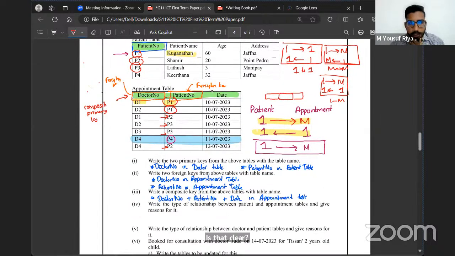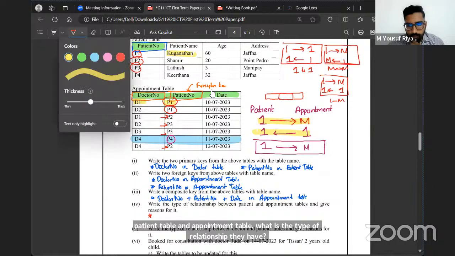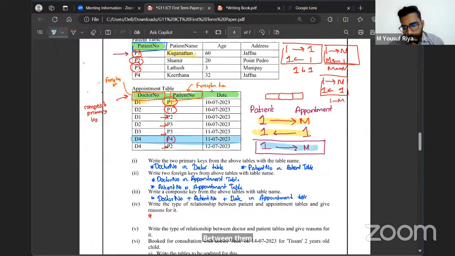So here, when you compare patient table and appointment table, what is the type of relationship they have between them? Exactly, it's a one-to-many relationship. Okay, one-to-many relationship. Right, the next one.